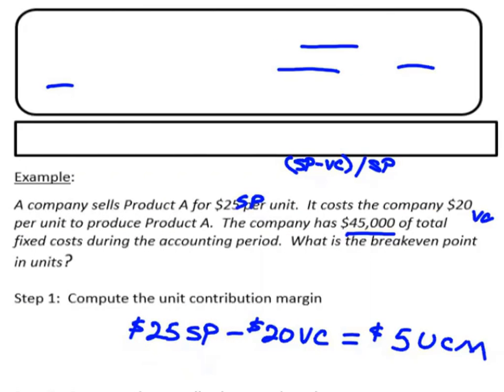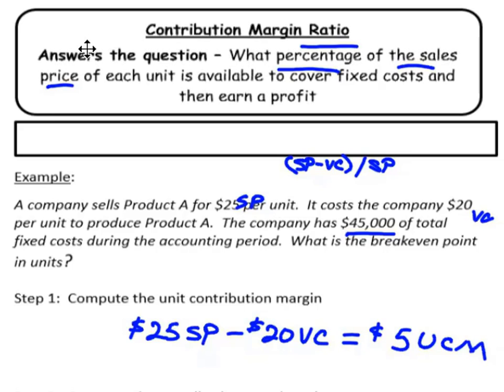Okay, we're going to start off almost from where we left off in our class. And just for a very quick review, the last subject area we went over was the contribution margin ratio. And the contribution margin ratio, again, answers the question, what percentage of the sales price of each unit is available to cover our fixed costs and then earn a profit?